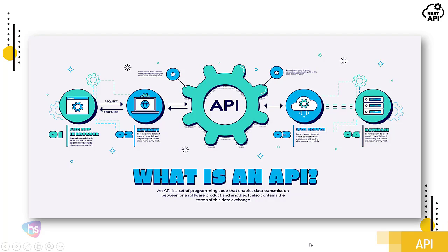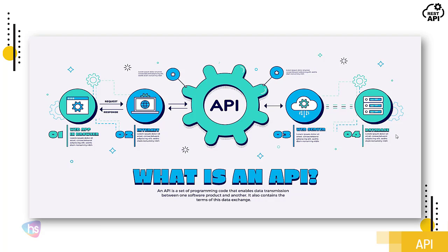Here I am presenting the API. At the first level, 01, is the web app in the browser, and it is going to be interacting with the internet. The 02 is request and response based. Next is the web service, like a web server, and another one is the database. So the web API which we are going to implement can establish connectivity between the browser, application, web server, and database.